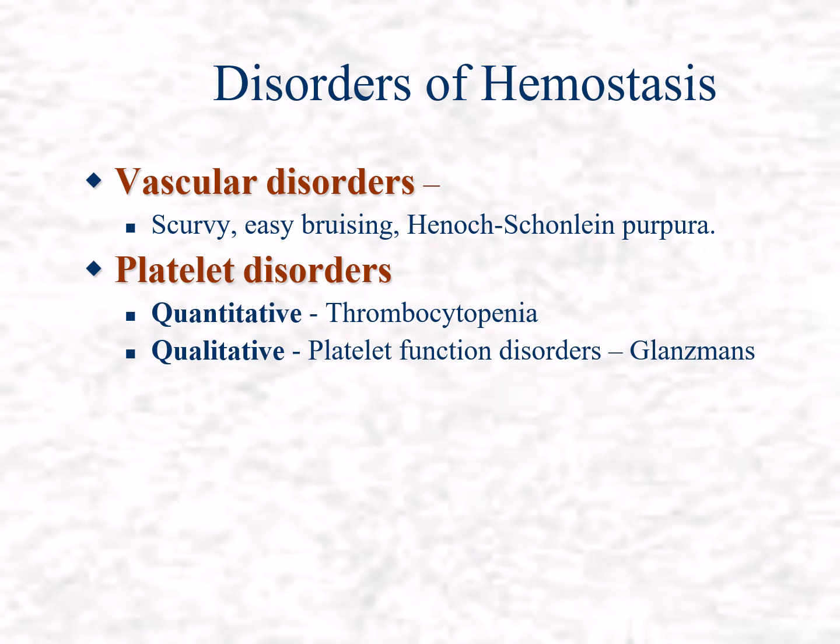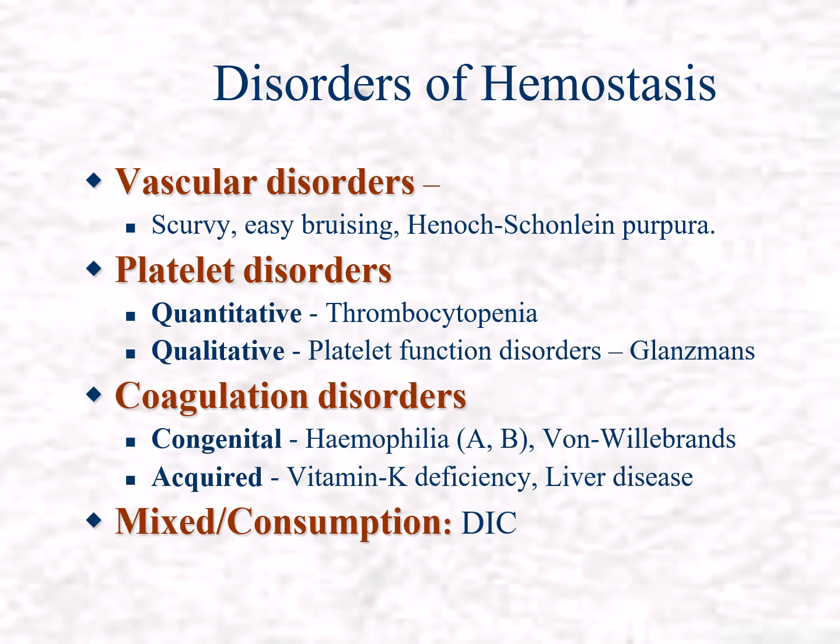So for the clinical significance, these are the disorders that may be present in case there is an abnormality in the hemostatic test. For example, it could be because of vascular problems, okay, vascular disorders like scurvy. So scurvy is lack of vitamin C. So that results in a problem in wound healing because it affects the function of the collagen. Then there is easy bruising and Henoch-Schonlein purpura. So this will be discussed in another presentation.